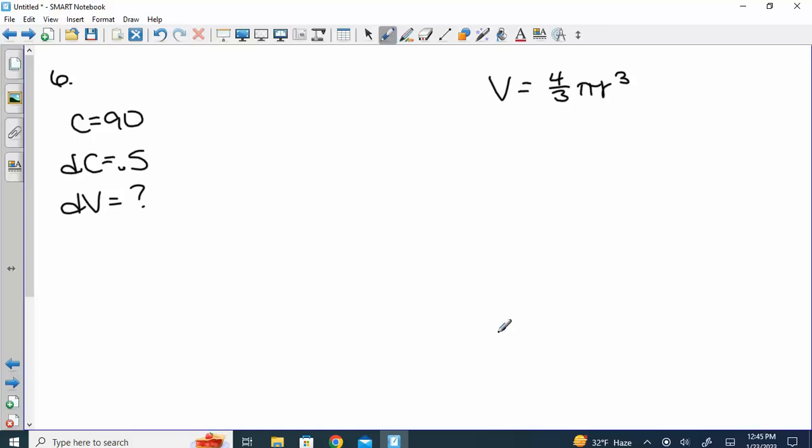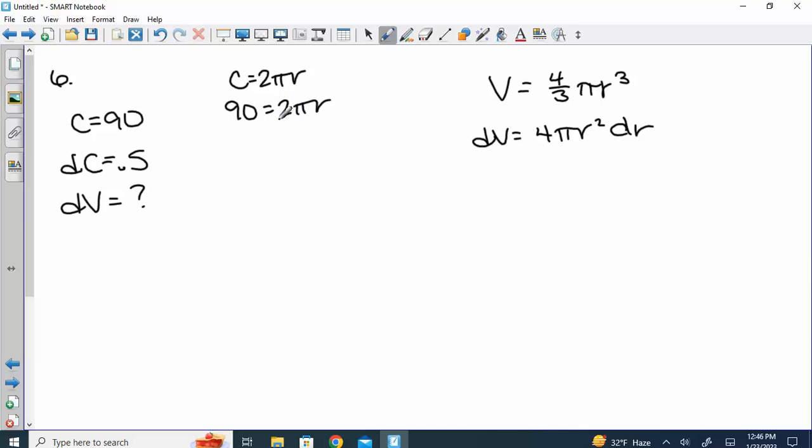So if I do this derivative right now, derivative of V would become dV. The 3 comes down, so that's 4 pi r squared dr. But I don't have r and I don't have dr. So what can we use? Okay, I know that circumference is 2 pi r. My circumference was 90. So if I solve, the radius is 45 divided by pi.